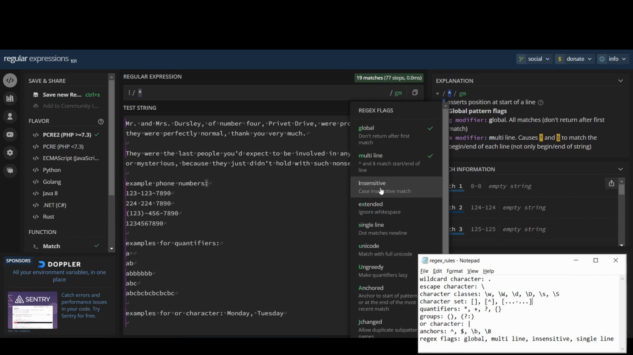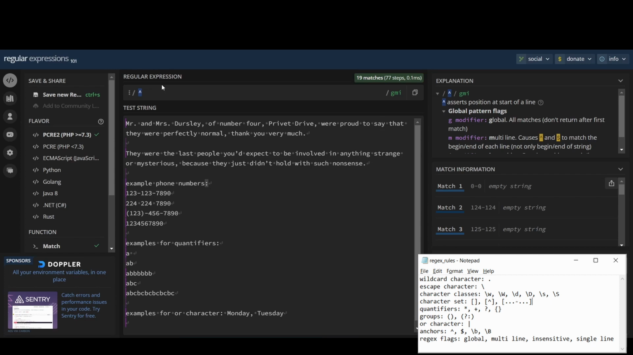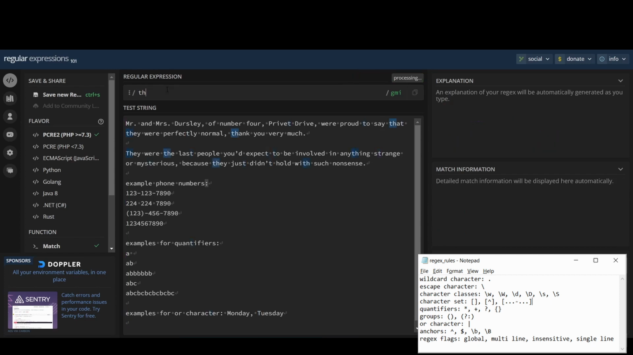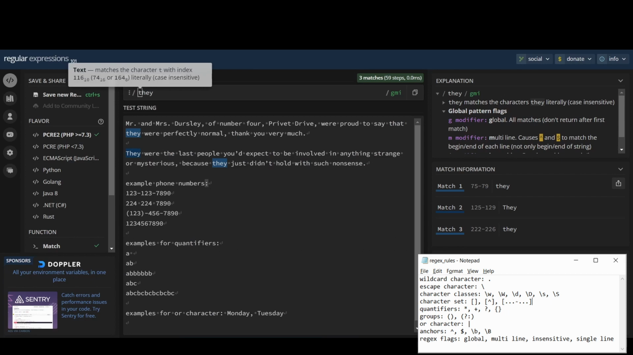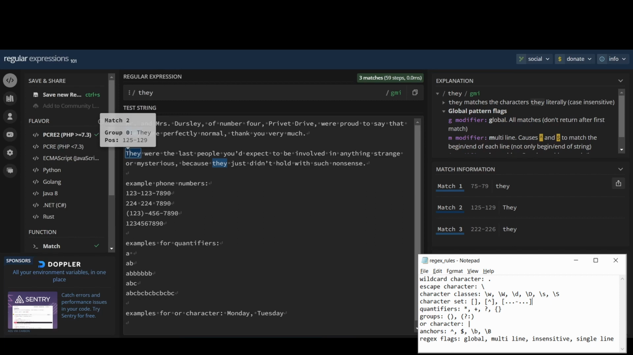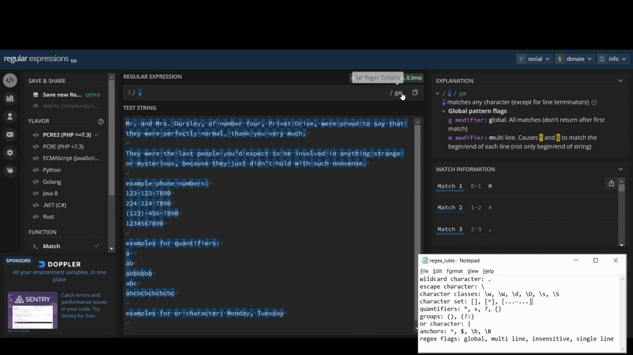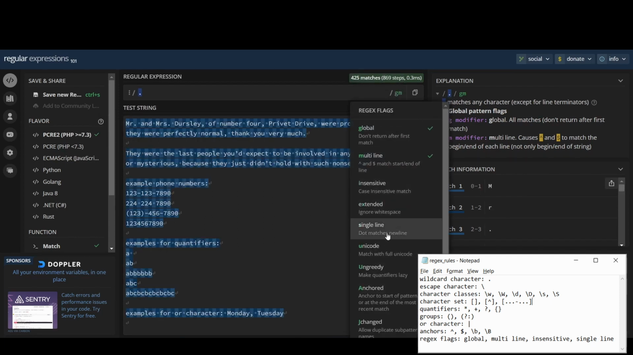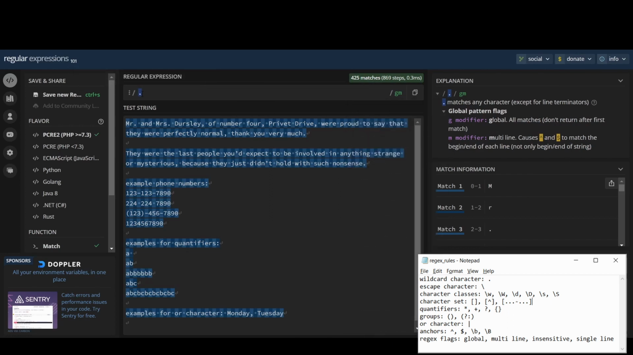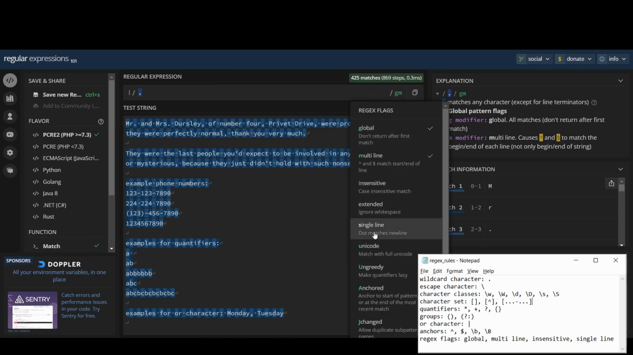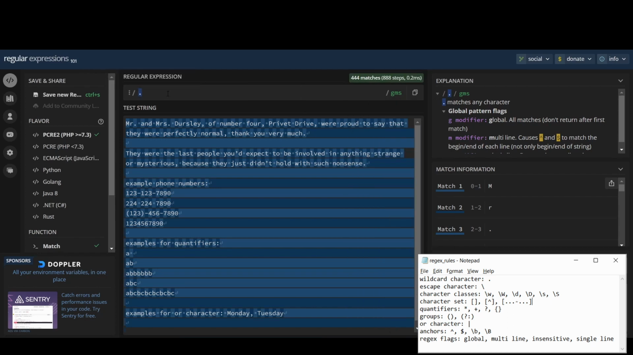Another flag that I want to talk about is insensitive. Essentially this will turn our regular expression case insensitive. So if we type "they" with a lowercase t, because the case is now insensitive, "They" with a capitalized T is also part of the match. Now I want to talk about the single line flag. Right now when we use the wildcard period character, we match everything except the line terminator. If we turn on the single line flag, then this wildcard character will match everything else, including the line terminator.